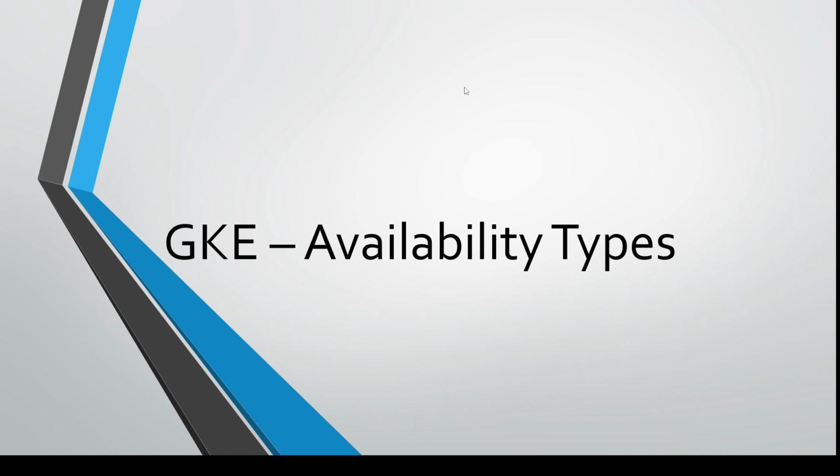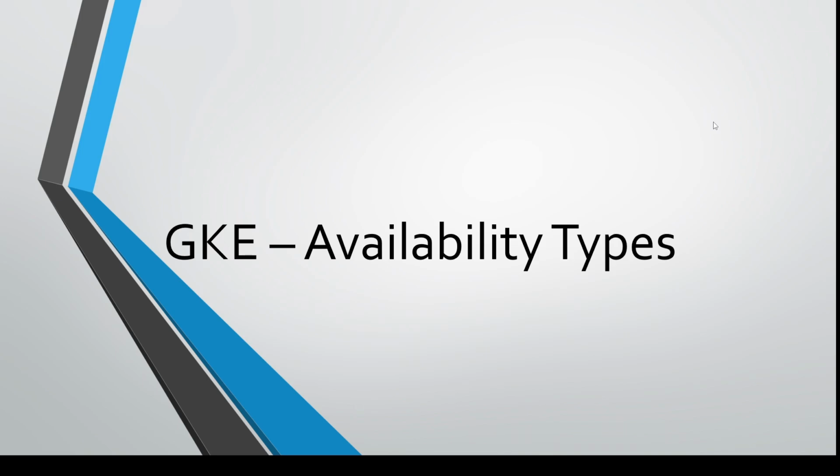So, in this video, we'll discuss the availability types of GKE. Basically, availability types refers to the availability of the cluster components, for example, the availability of the control plane and the node pools, right? So we'll see the options for how you can configure high availability for control plane components and also for the worker node set of things, right? So let's proceed with this.